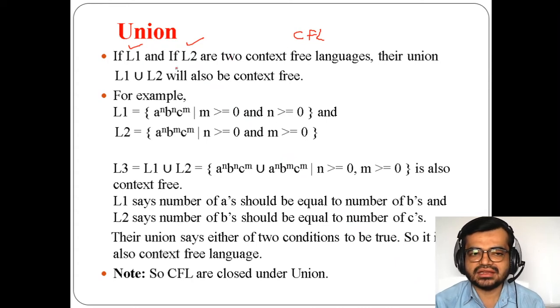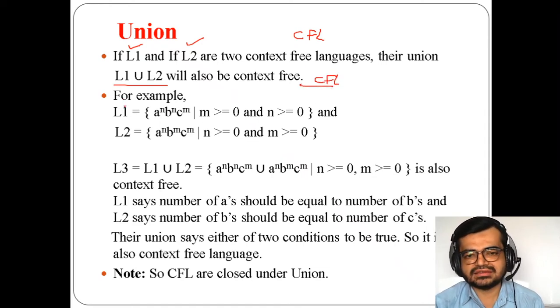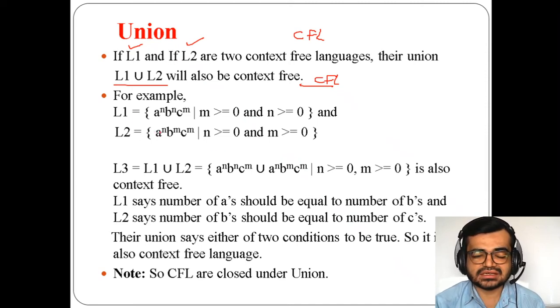Now what I should get is that L1 union L2 should also be a context free language. Now let us take one example. I'm just taking language L1, which is a context free language. Remember what this says: a to the power of m, b to the power of m, c to the power of n, where m is greater than or equal to 0 and n is greater than or equal to 0. What do you mean by this term?